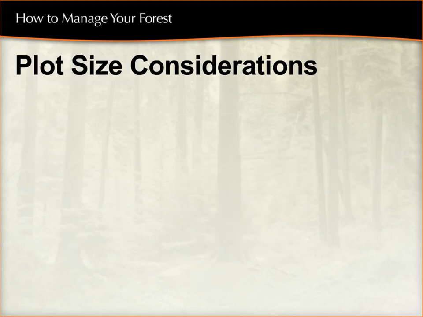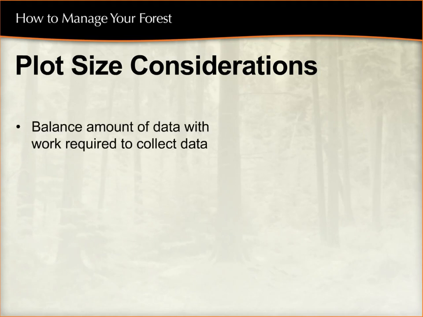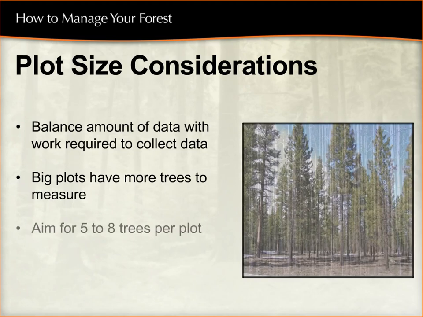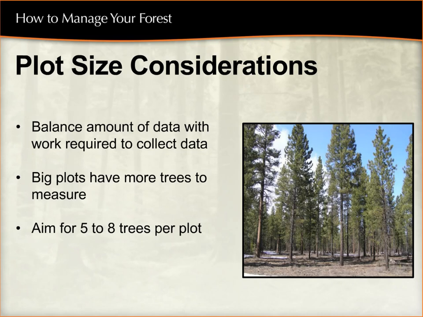When deciding what size of plot to use for your inventory, remember that it's always a balancing act between accuracy and productivity. You're going to want to balance the amount of trees you measure with the time it takes to measure those trees. Bigger plots are going to have more trees and lead to a more accurate estimate, but they're also going to take a lot longer to measure. A good rule of thumb is to aim for between 5 and 8 trees per plot.